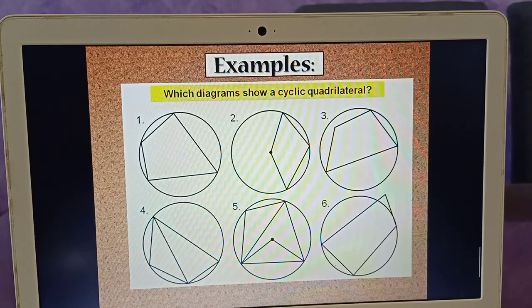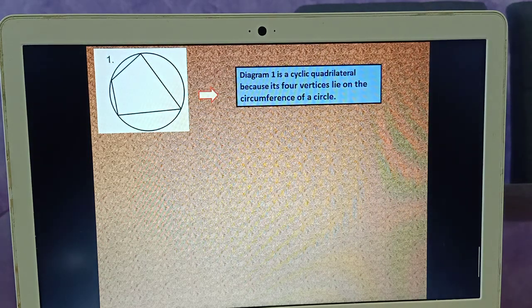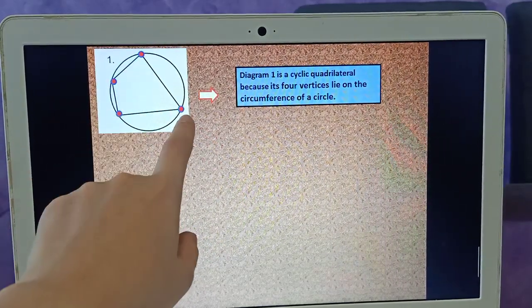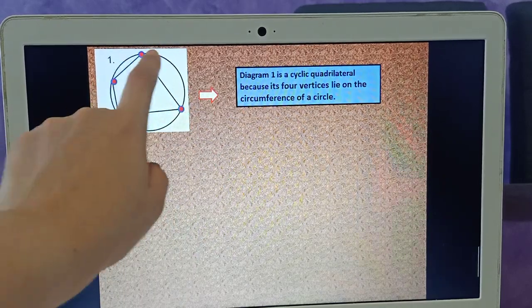Okay, next. Which diagram shows a cyclic quadrilateral? Okay, we will see one by one. Diagram 1. Is this a cyclic quadrilateral? Do all the four vertices lie on the circumference? Yes. Diagram 1 is a cyclic quadrilateral because its four vertices lie on the circumference of a circle. You see? All of the vertices lie on the circumference of a circle.